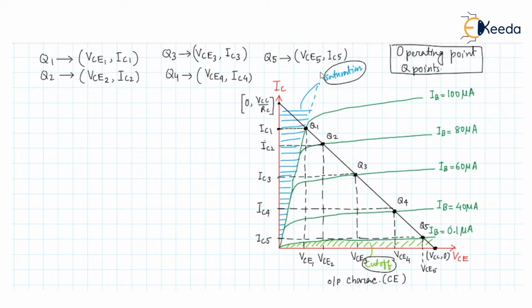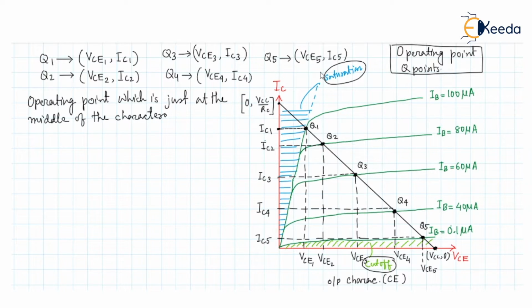Now, if we want to find which one of the operating points will be the perfect operating point for the transistor to operate, then always the operating point which is just at the middle of the characteristics will be best to operate the BJT at.